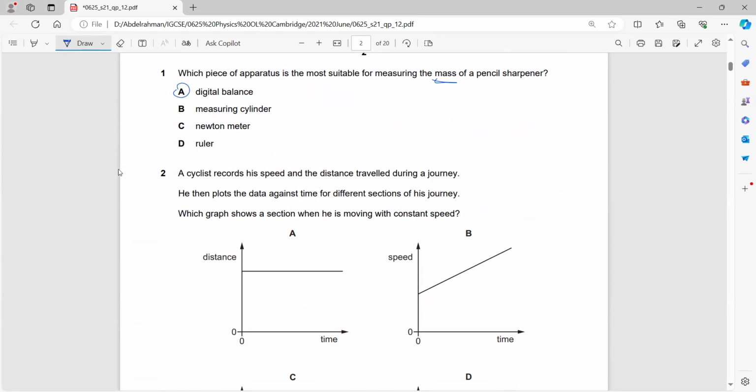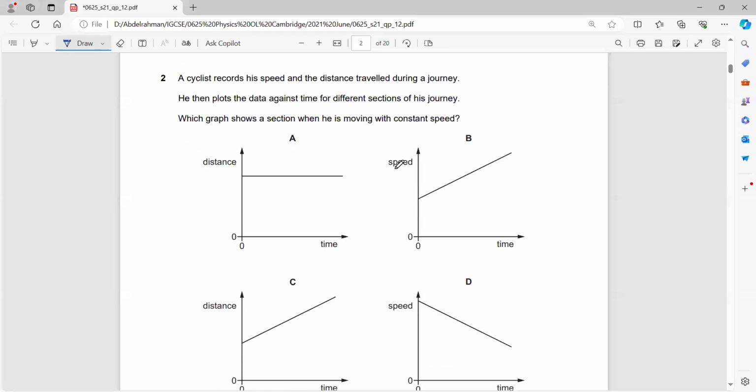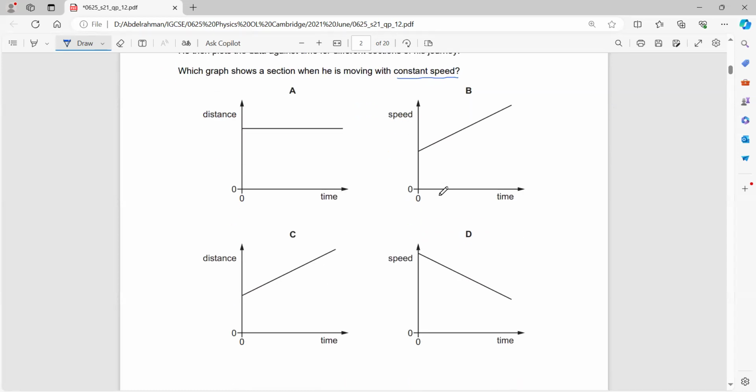Okay. A cyclist records his speed and the distance traveled during a journey. He then plots the data against the time for different sections of his journey. Which graph shows the section when he is moving with a constant speed? Which graph shows a constant speed? Any thoughts? A, B, C, or D?